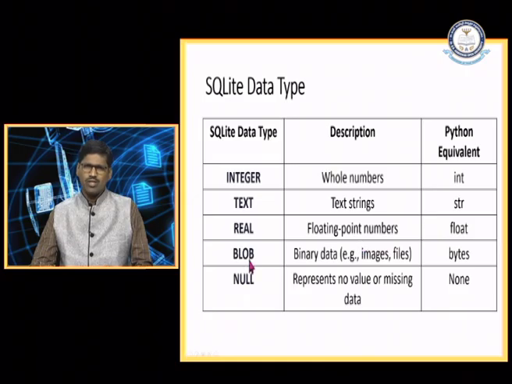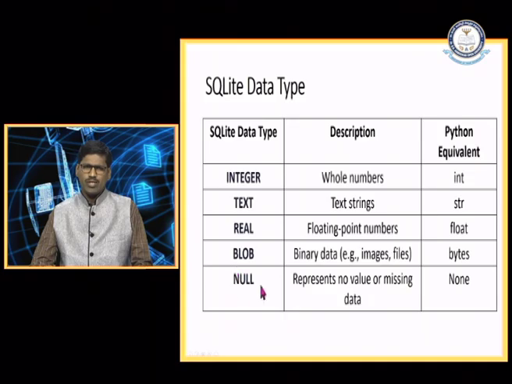In SQL, we use blob, binary large object. This data type is used to work with binary data, just like images. The equivalent data type is available in Python also. That data type is bytes. The data type name is bytes in Python.